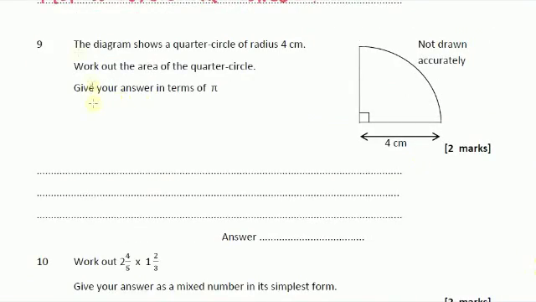Number 9, diagram shows a quarter circle, radius 4. Work out the area. That's all, straightforward. You have to know that the area of a circle is pi r squared.